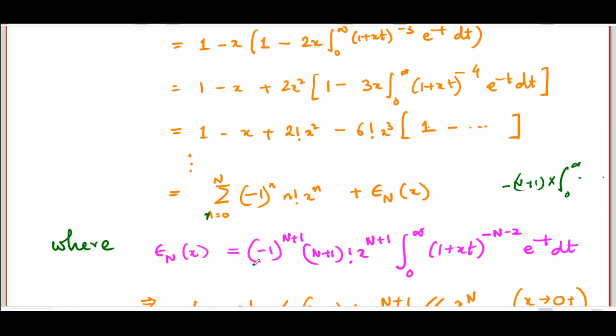So if you collect them all together, you get minus 1 to the power N plus 1. You already had a minus 1 to the N outside, one more minus sign. You had an N factorial outside, multiplied by N plus 1 gives you N plus 1 factorial, x to the N plus 1, integral 0 to infinity, (1 + xt) to the power minus N minus 2, e to the minus t dt. That's just the term that we still left as an integral, did not proceed one more step with it. So this is the additional remainder piece.